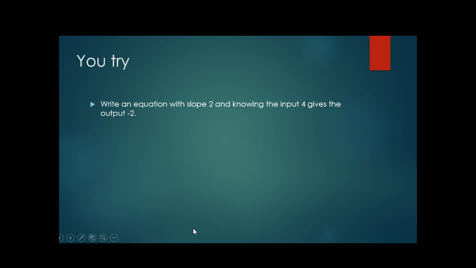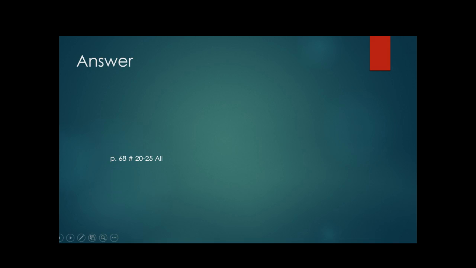So we can write an equation, or you try this. Write an equation with slope 2, where the input is 4 and the output is negative 2. Is it 2x minus 10, negative 2x plus 4, 4x minus 2, or 2x plus 4? For more problems like this, do page 68, numbers 20 through 25 all.